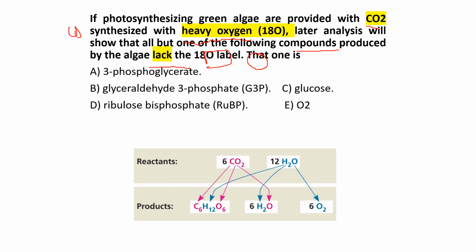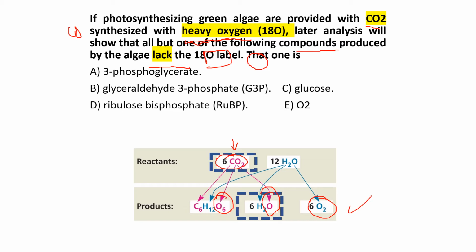So let's answer the question. Here they label the CO2. Imagine they label it with red, and actually they label it with a heavy oxygen, and the CO2 is going to be part of the glucose and is also going to be part of the water. So the only oxygen that is not going to have this heavy oxygen is this one that is in blue, that is the oxygen.